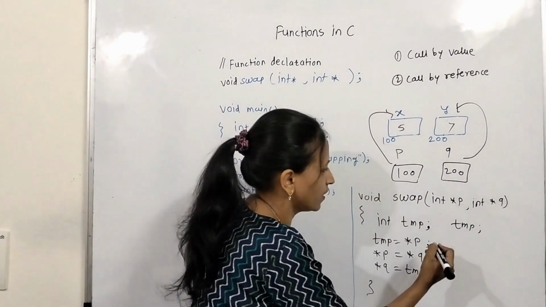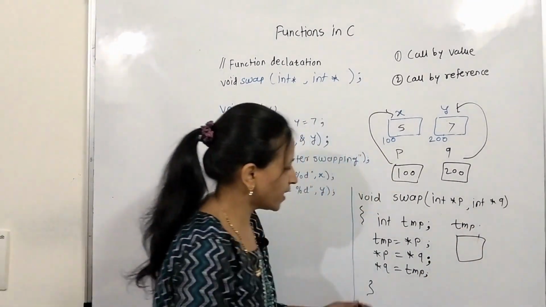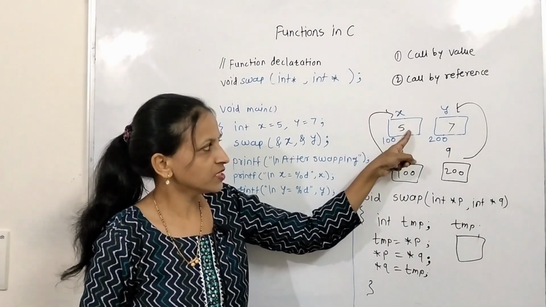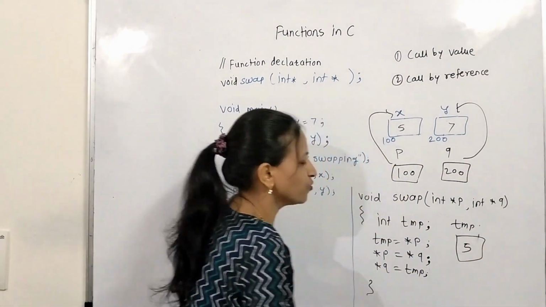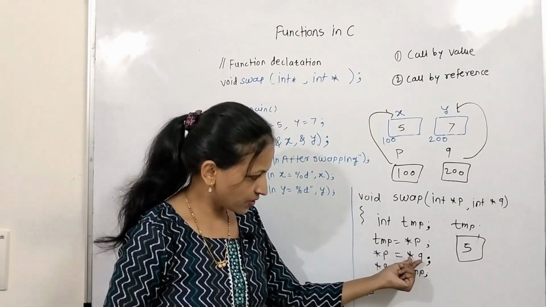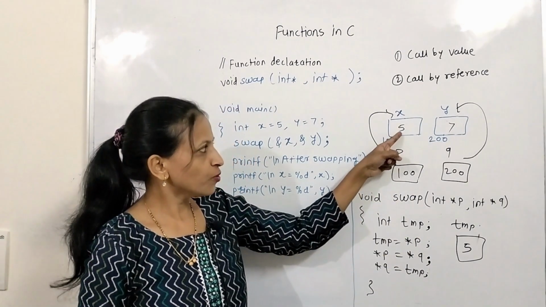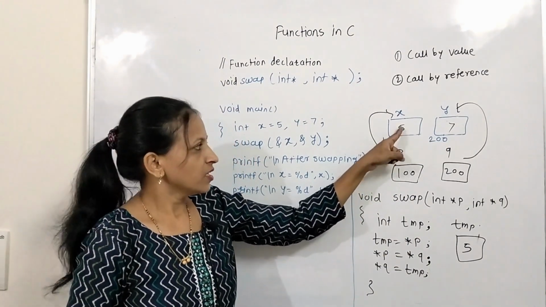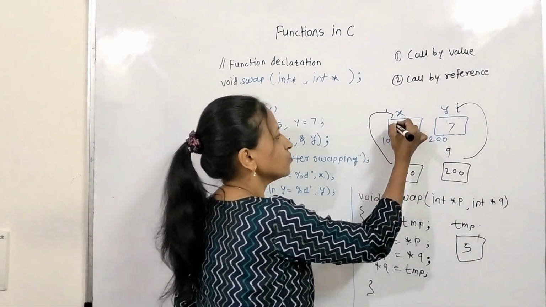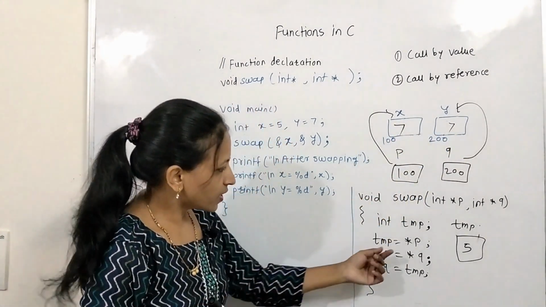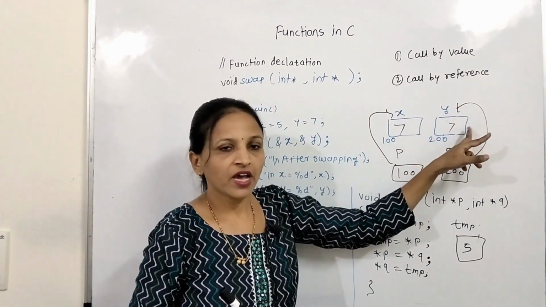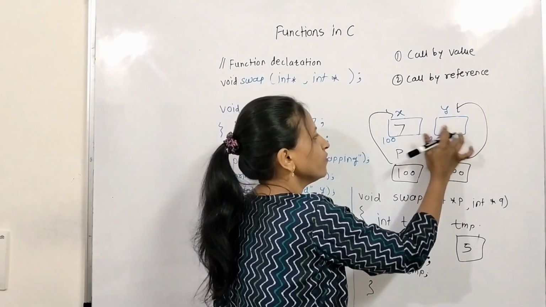Here temp will be created, again having 2 bytes. Temp equals star P, means value at P is 5. That's why 5 will be copied in temp. Star P equals star Q means value at P equals value at Q. What is the value at P? That is nothing but X, equals the value at Q. Value at Q is 7. 7 will get assigned to X. Okay, now value at Q equals temp. Value at Q is nothing but Y equals temp, means 5 will be copied here.